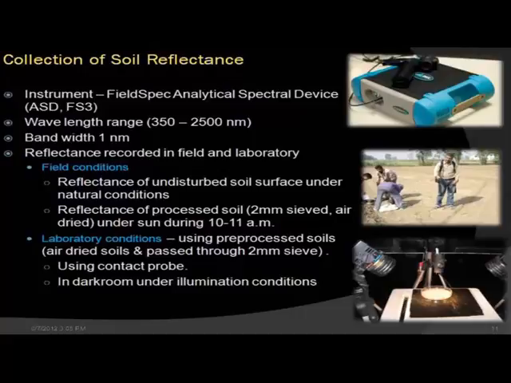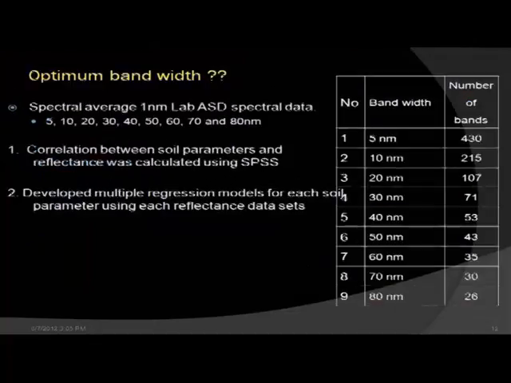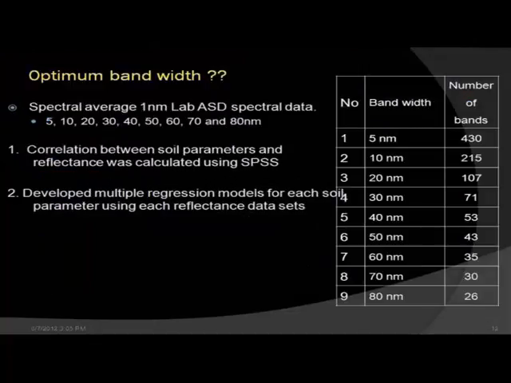And this is the instrument, FieldSpec 3 spectrometer, which is from ASD, Analytical Spectral Devices, USA, having a spectral range starting from 350 to 2500 nanometer. So there are a few issues which have to be answered before developing a prediction model or quantifying the soil parameters. The foremost thing is, what should be the optimum bandwidth at which I should record the data? The instrument which we have used was recording the data at every 1 nanometer.